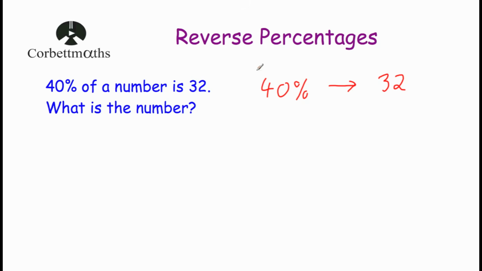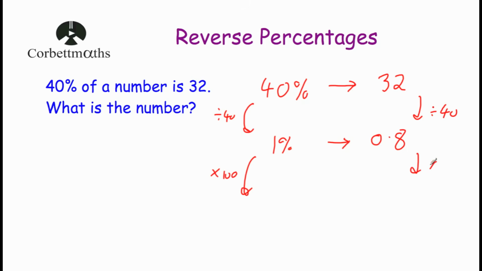So we've got 40%. If we divide both of these by 40, we will find 1%. So dividing by 40 and dividing by 40, well, 32 divided by 40 is equal to 0.8. So we know that 1% of our number is equal to 0.8. Now if we multiply both of these by 100, we will find 100% of our number. So multiplying by 100 and multiplying by 100, we will get 100% of our number, and 0.8 times 100 is equal to 80. So our number that we started with was 80.